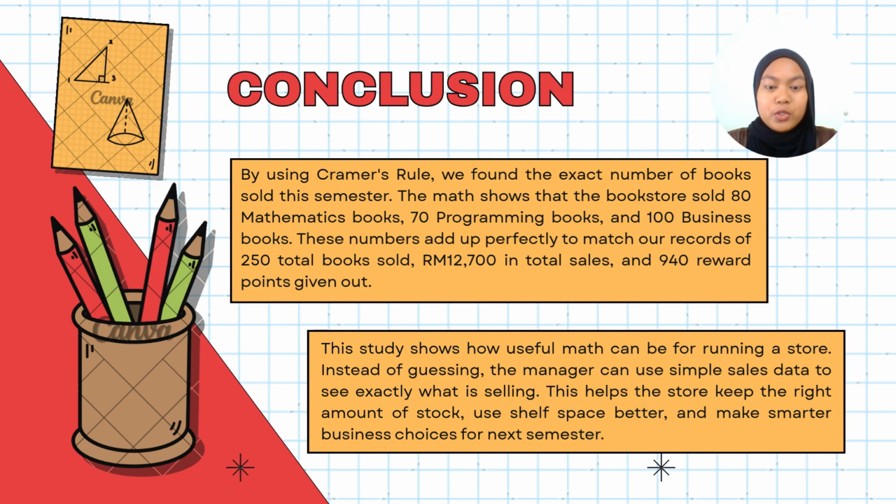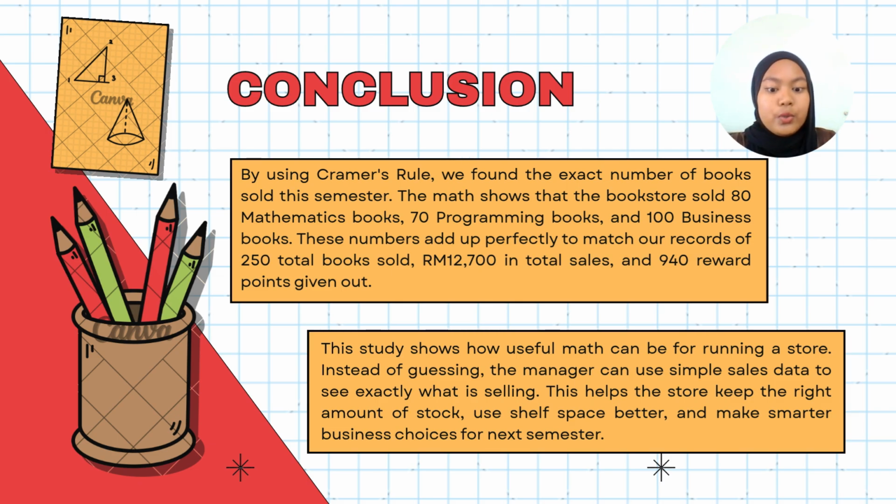By using Cramer's rule, we found the exact number of books sold this semester. The math shows that the bookstore sold 80 mathematics books, 70 programming books, and 100 business books. These numbers add up perfectly to match our records of 250 total books sold, 12,700 ringgit in total sales, and 940 reward points given out.